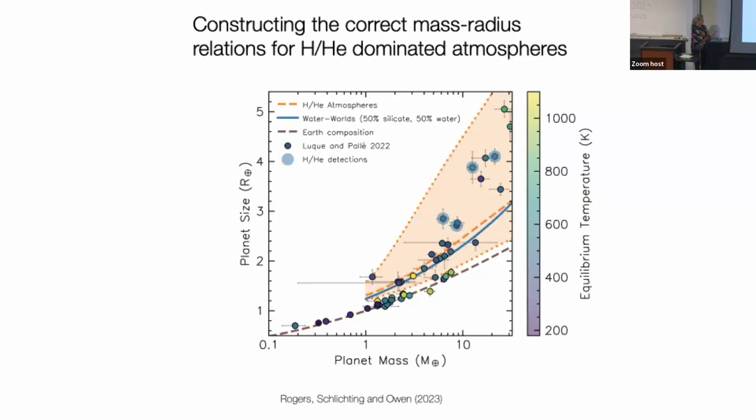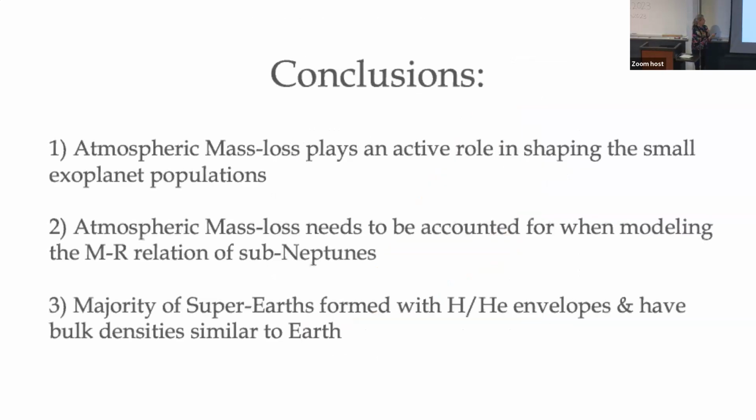So let me conclude. I think the three main points that I would like to leave you with is, first, atmospheric mass loss plays an active role in shaping the small exoplanet population today. We actually see it happening right now for some systems, and we have strong evidence of it happening throughout their evolution, which I think is really quite different from what we have known about the solar system and its planets.